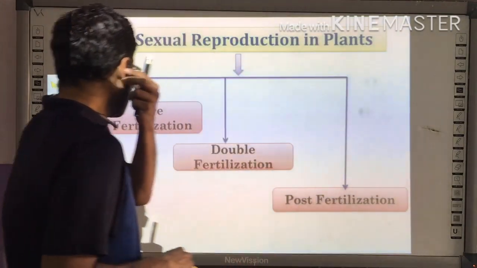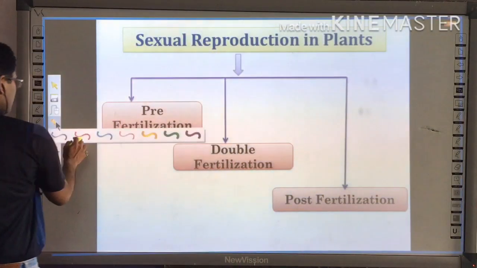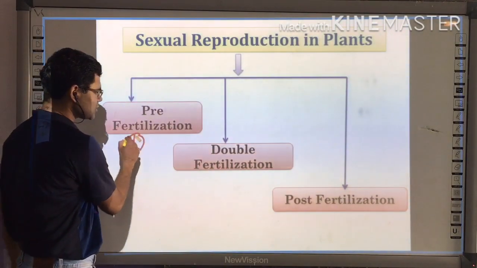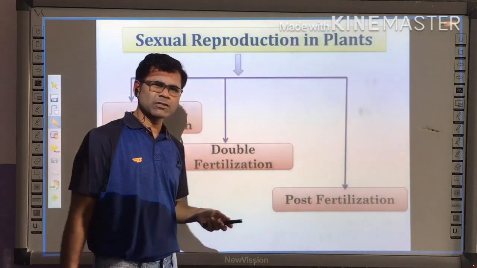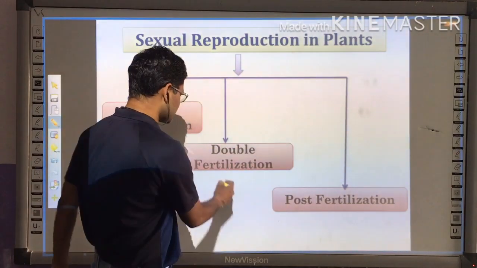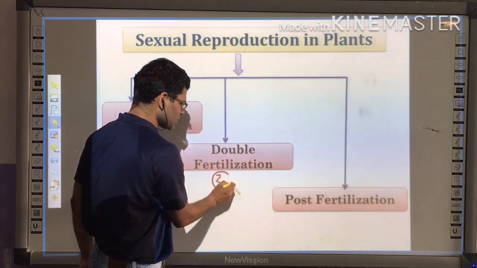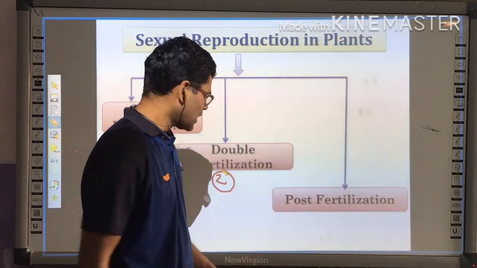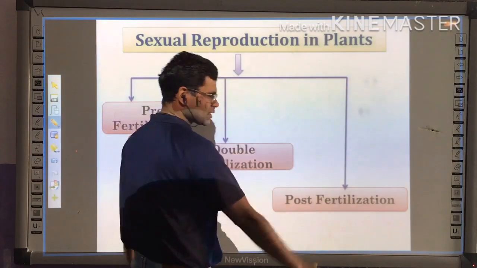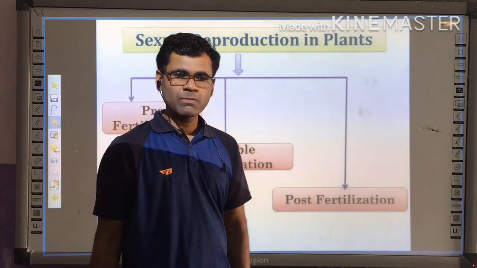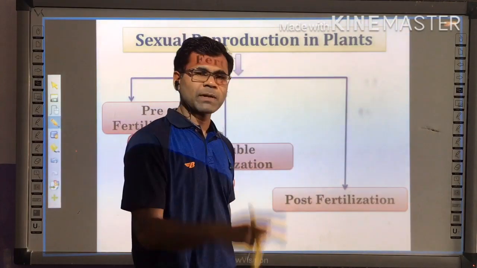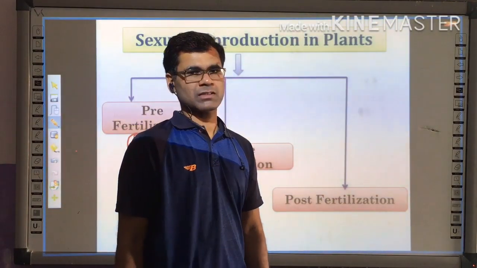Okay, so this topic we have discussed. The first one is the pre-fertilization stage. All the events of gametogenesis we have studied here. The second one is the double fertilization stage, how fertilization takes place in angiosperms, and the third topic is the post-fertilization events. In my last lecture, we discussed its first part, that is embryogenesis.